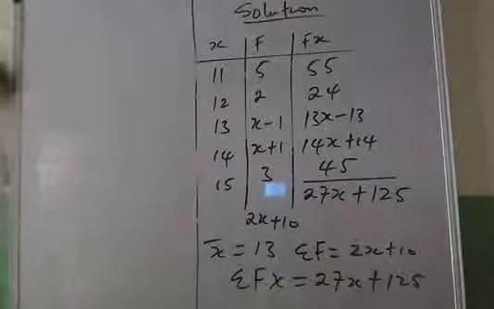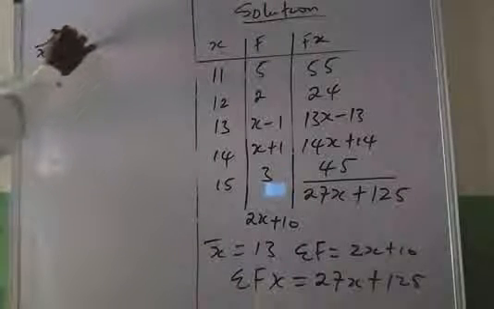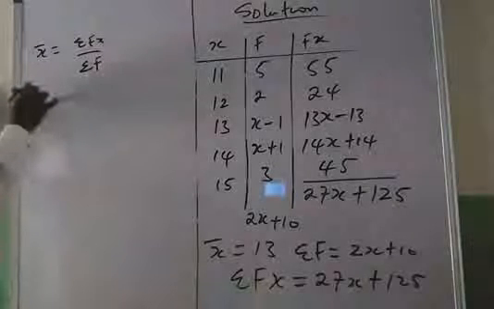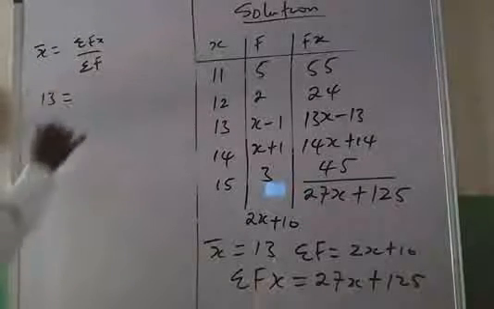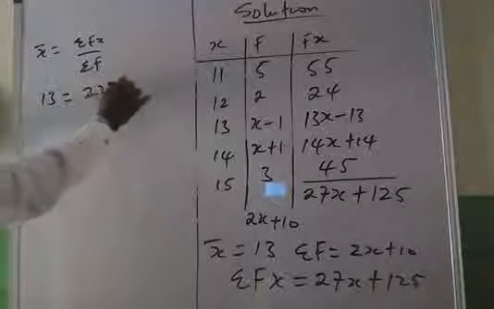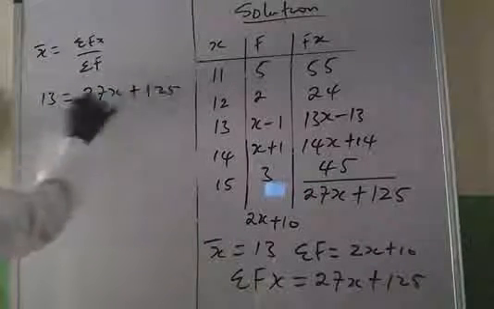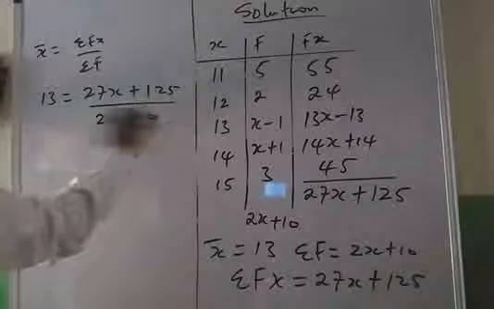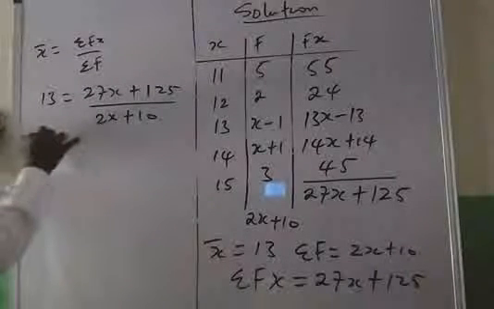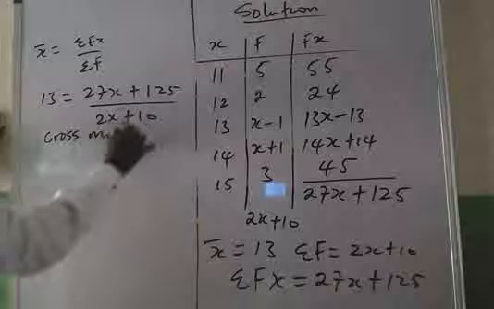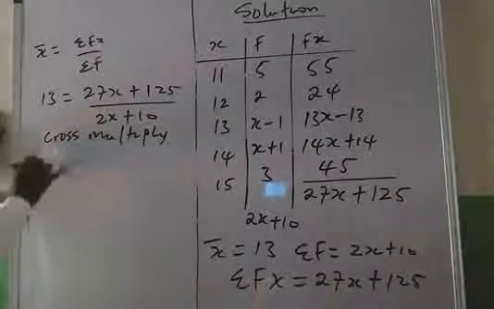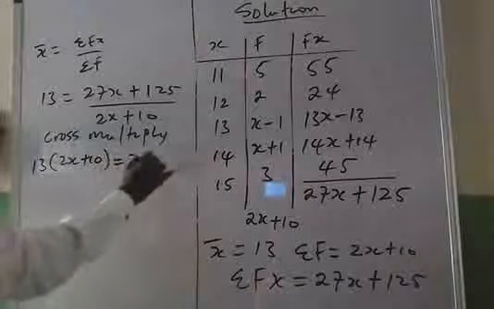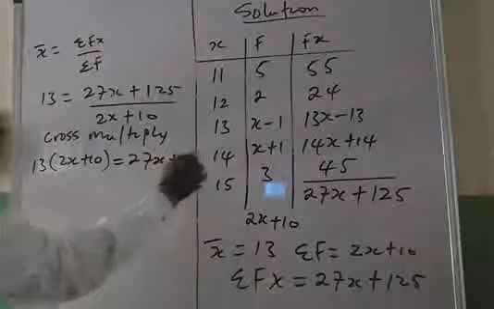Now if we bring in the formula, x bar is equal to sigma fx over sigma f. So we have 13 will be equal to (27x + 125) over (2x + 10). So cross multiply. So you have 13 into bracket 2x plus 10 is equal to 27x plus 125.